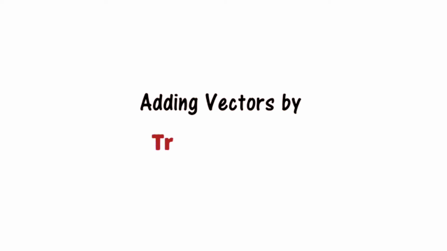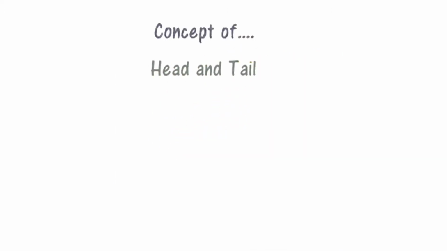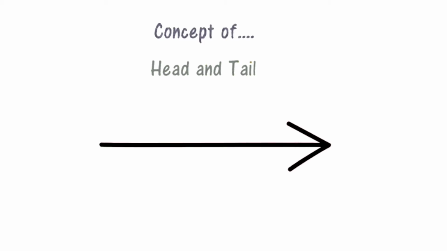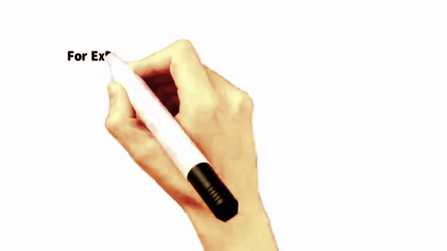Now adding vectors by triangle law. Before telling you the concept of triangle law, let me tell you the tricky concept of head and tail rule. Now, if I draw a vector, this part of the vector is known as the tail of the vector, and this part of the vector is known as the head of the vector. Now, for example, if I have 3 vectors, vector 1, vector 2, and vector 3.